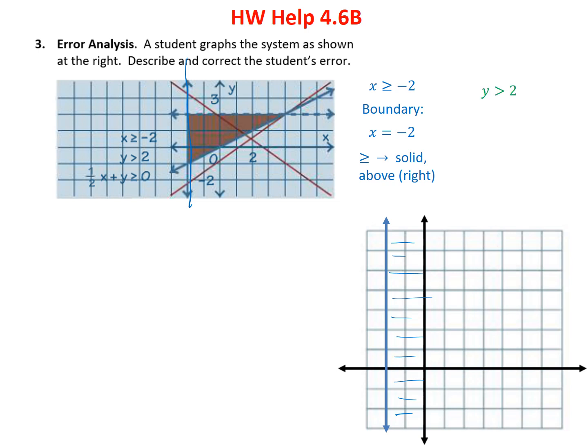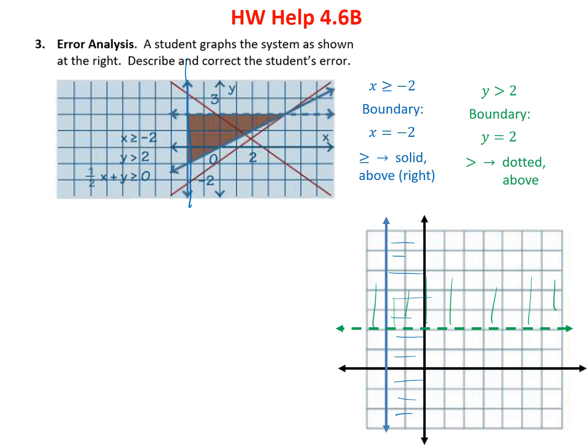So let's look at the next one. y is greater than 2. Well, the boundary line for that is going to be y equals 2. In this case, greater than means dotted or dashed, and we're going to go above. So there's my line, and in this case, I'm going to go above.